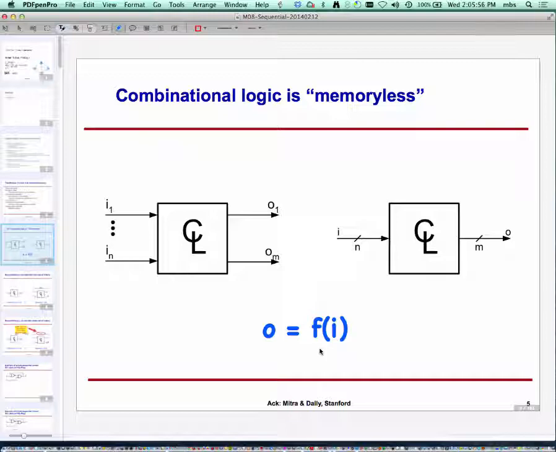And as we also discussed, that's the ideal case. Even if one of these inputs changes, if the output will change, it will change immediately, or in real circuits, after a tiny bit of delay.